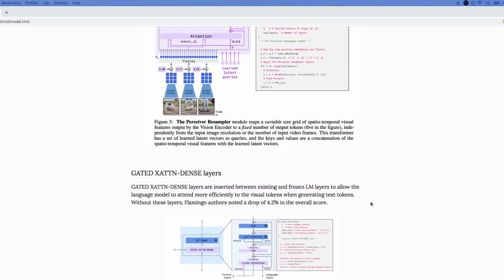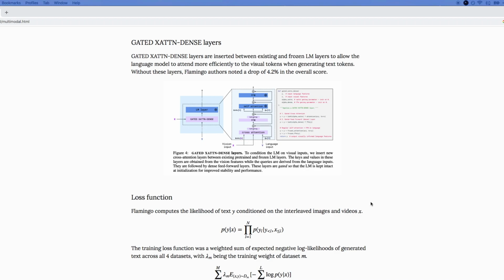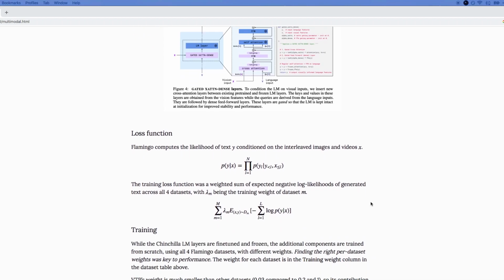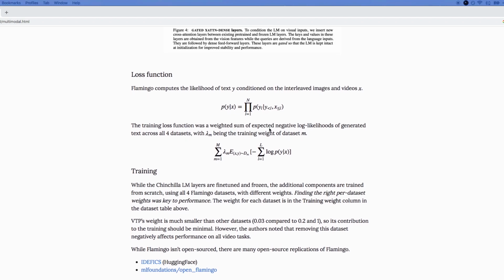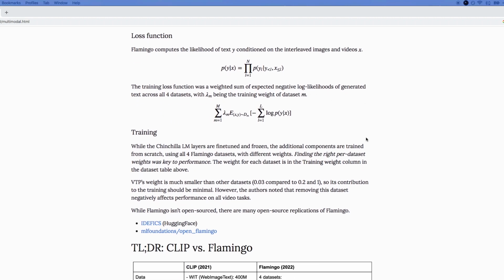Gated cross-attention dense layers. Gated cross-attention dense layers are inserted between existing and frozen LM layers to allow the language model to attend more efficiently to the visual tokens when generating text tokens. Without these layers, Flamingo authors noted a drop of 4.2% in the overall score. Loss function. Flamingo computes the likelihood of text conditioned on the interleaved images and videos x. The training loss function was a weighted sum of expected negative log likelihoods of generated text across all four datasets, with lambda m being the training weight of dataset m.